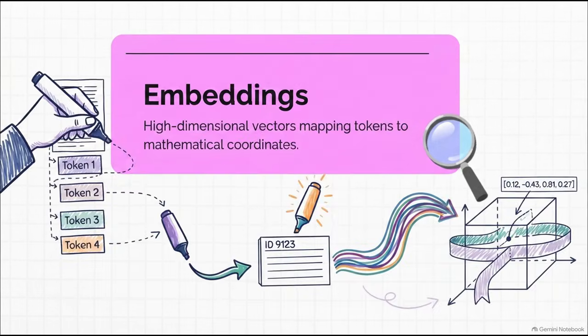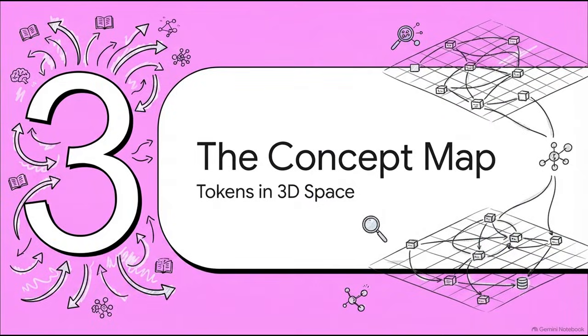But there's another really vital piece to this puzzle: embeddings. See, when you type text into an AI, it first chops it up into chunks called tokens and assigns them an ID number. Let's say the token for BGP gets the ID 9123. Well, the number 9123 has absolutely no actual meaning on its own, right? That's where embeddings come in. The model uses embedding parameters to map that token to a high-dimensional vector. Basically, it gives it a coordinate in mathematical space, something like 0.12, negative 0.43, 0.81, 0.27. This gives the concept an actual mathematical location within the AI's brain, which perfectly sets up section 3, embeddings and the concept map.